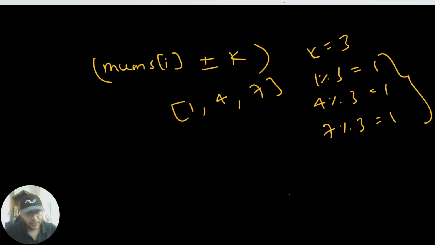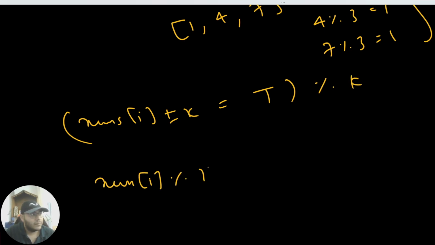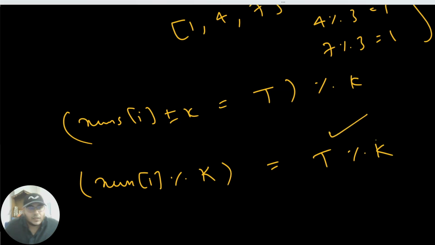Let's say this remainder was different, then it is not possible to convert to an equal element. Let's say T was a target element where we wanted to convert. Basically your T should also have the same remainder. If we take mod on both sides with k, what do we get? We get nums of i mod k, because plus minus k with mod will give zero, right? k mod k is zero. That should be equal to t mod k. So basically whatever the target element is, and whichever other elements you are going to take, their remainder should be the same.